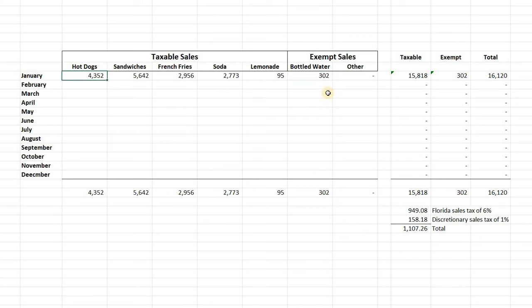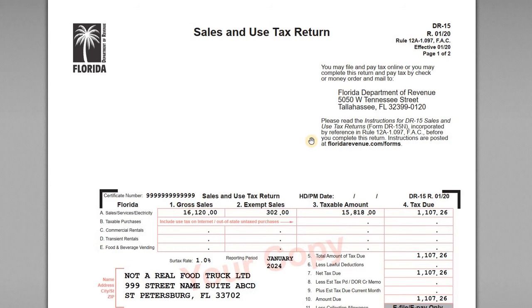So we've got his January sales by item. We've separated it into taxable and then exempt. So the water is exempt. And so down here, the Florida sales tax is 6% imposed on the $15,818. And then we have the discretionary sales tax, which is the extra 1% imposed on the $15,818 as well. So the total sales tax that he collected and has to now remit to Florida is $1,107.26. So now we can take a look at the return. So we've got the DR-15 here.